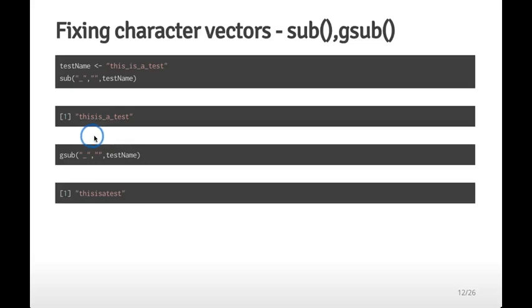So instead of using the sub command, if you want to replace all underscores, you can use the gsub command. The gsub command will again replace underscore with nothing in test name, but now it goes through and every time it sees an underscore, it gets replaced. So what you end up with is now a character vector that has no underscores in it.